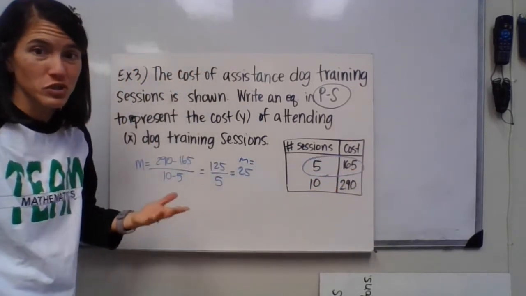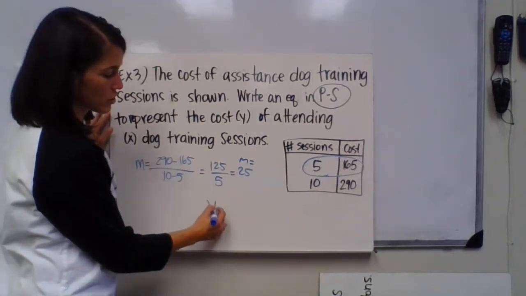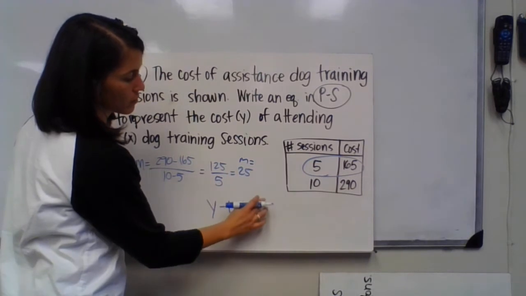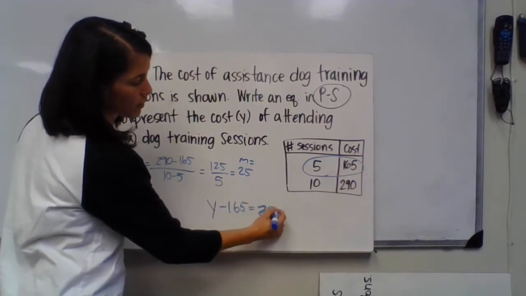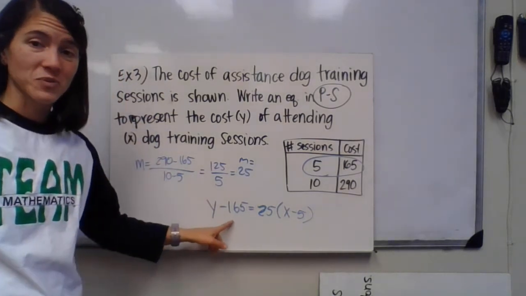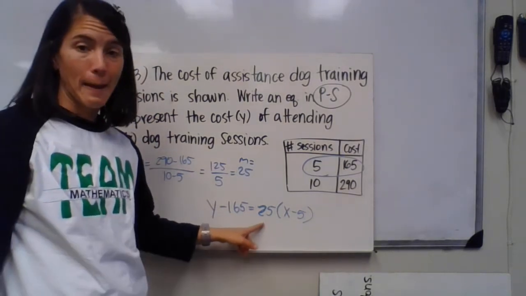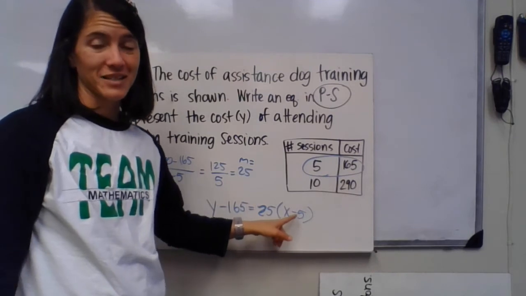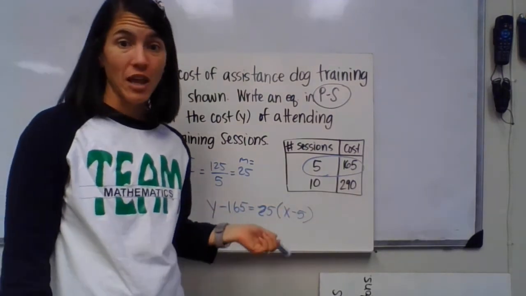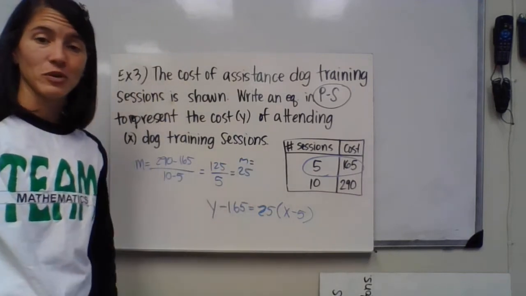Now that I have the slope, I pick a point. I'm just picking the first point, and I'm going to put it into point slope. Y minus 165 equals 25 times x minus 5. Again, y minus y1 equals m times x minus x1. So that's it for your point slope. You found the slope, and then you put it into your form.